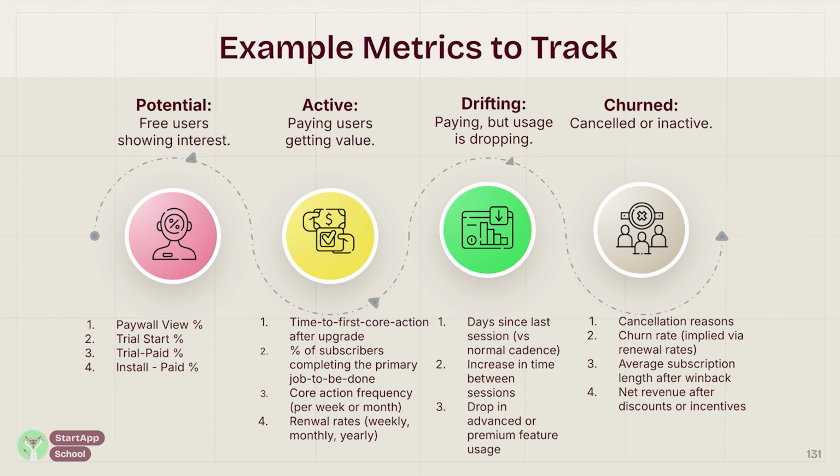These are our 4 core lifecycle stages. And for each lifecycle stage, there's a different metric that makes sense to track to ensure that you're moving users from one stage to the next. So for potential, these are free users that are showing interest, but they've not yet subscribed. We want to be looking at the paywall view percentage, the trial start percentage, the trial to paid percentage, and the install to paid percentage.